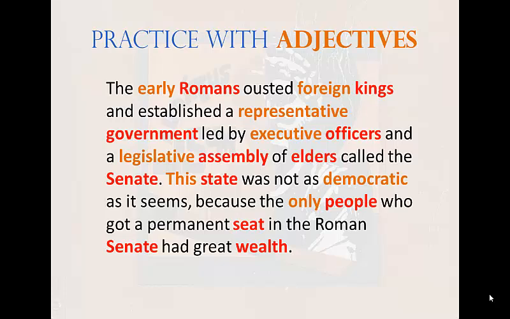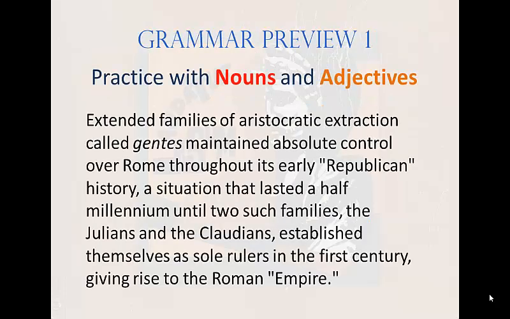And the next line, 2 adjectives. Permanent and Roman. And you tell me, how many adjectives are left in this passage? Any? Yes, 1. Great. It tells you how much wealth. Another way of saying what kind of wealth. Great wealth. Got it? Here's another paragraph.